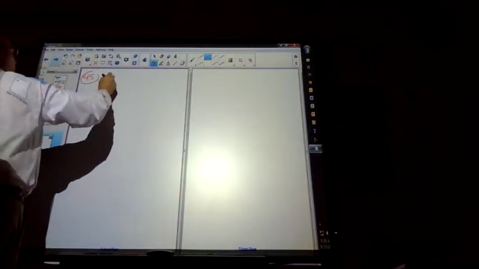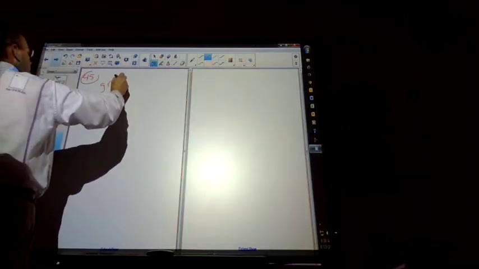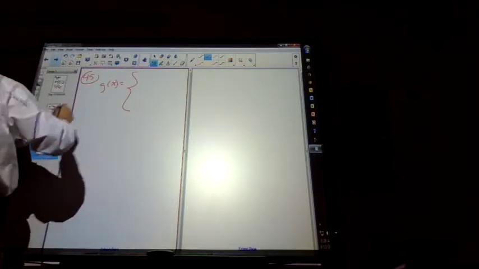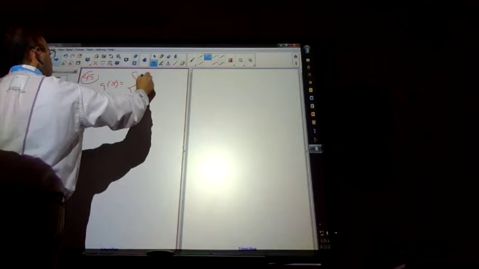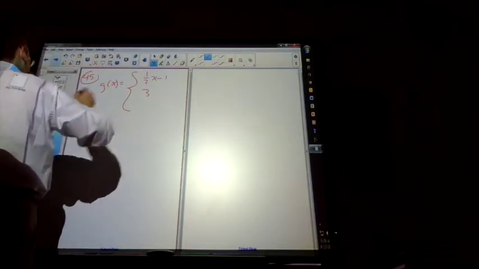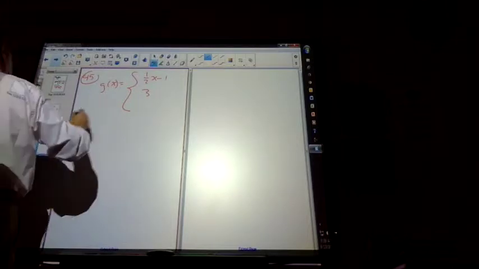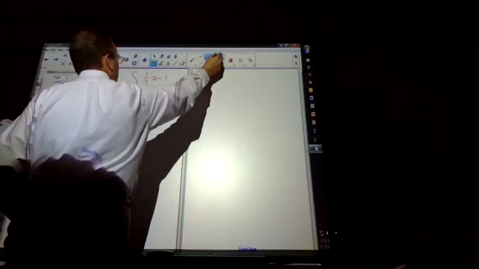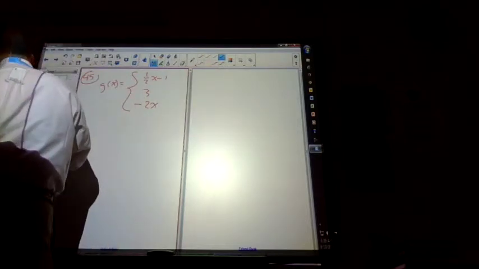So they're using g of x. Does g of x mean the same thing as f of x? Yep. 1/2 x minus 1, 3, -2x.